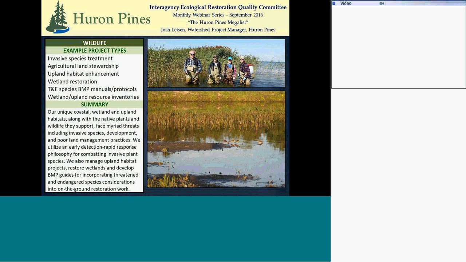Our wildlife program focuses on protecting and improving wetland and upland habitat. And Huron Pines serves as the lead organization for the Northeast Michigan Cooperative Weed Management Area, or CWMA. Our wildlife projects include agricultural stewardship, invasive species management, forest management, wetland restoration, and others. Those projects are often done with a cost share with participating landowners.